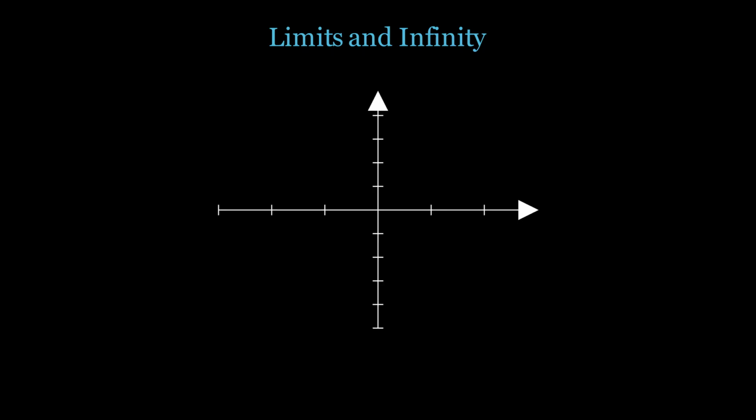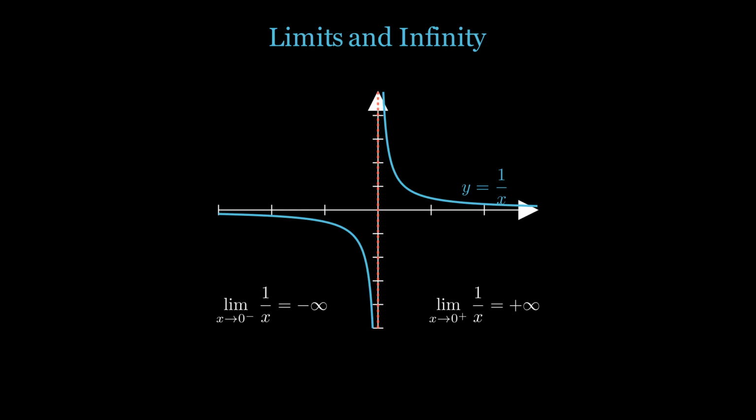This is the concept of a limit. Looking at the graph of y equals 1 over x, we can see what happens as x approaches 0. We say the limit of 1 over x as x approaches 0 from the positive side is positive infinity. But here's the crucial detail. If we approach 0 from the negative side, we get negative infinity. Since the left and right limits don't match, the overall limit doesn't exist.